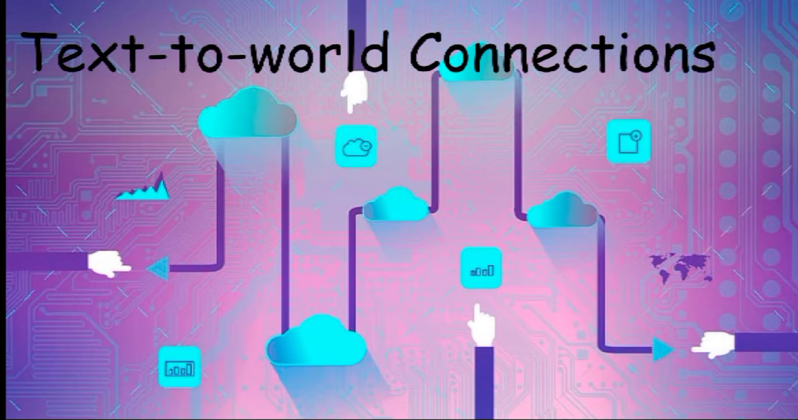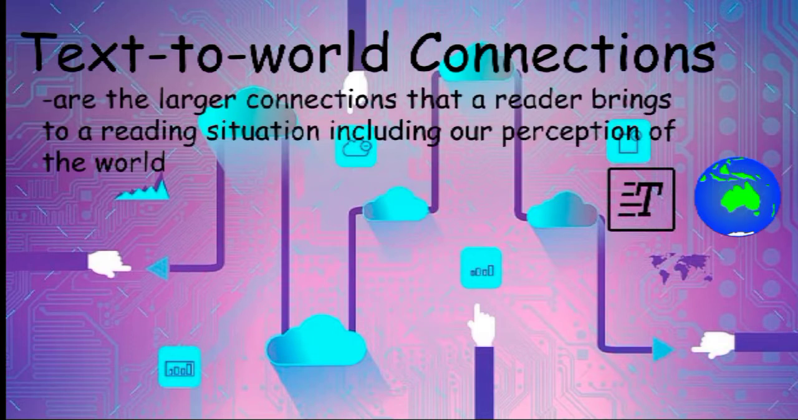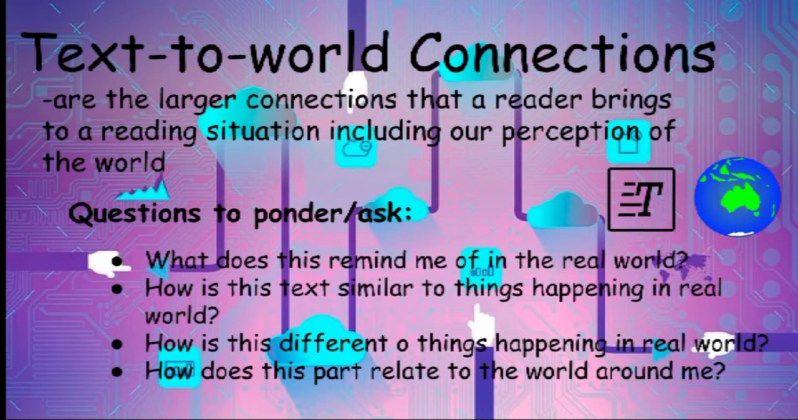Okay, so next is text to world connection. These are the larger connections that a reader brings to a reading situation, including our perception of the world. Questions to ponder and ask: what does this remind me of in the real world? How is this text similar to things happening in the real world? How is this different from things happening in the real world? And how does this relate to the world around me?